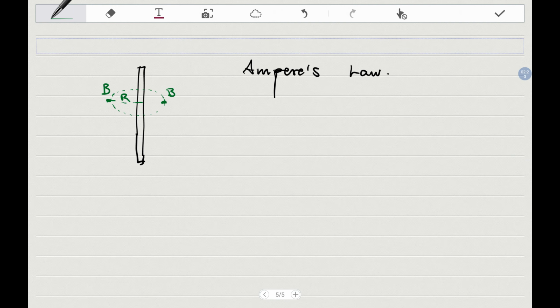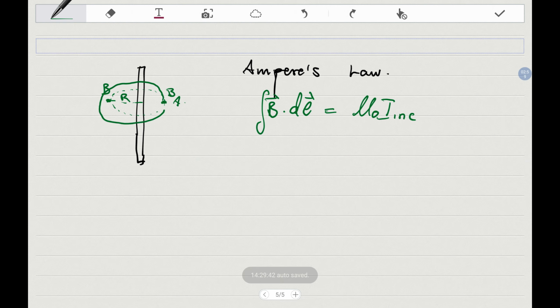So how to find the magnetic field at that point? Using Ampere's law, the integration of the magnetic field multiplied by the length of Ampere's path is equal to mu naught multiplied by the enclosed current in Ampere's path. So Ampere's path is from this point here, let's call this point A, going like that, going around, coming back here.